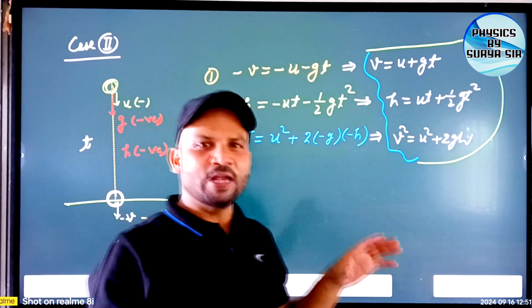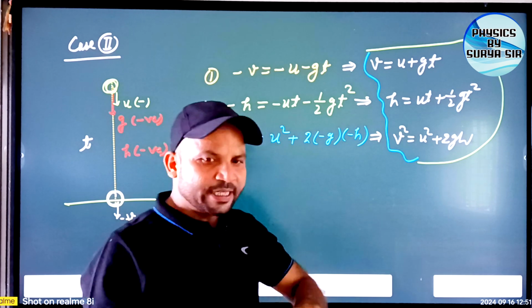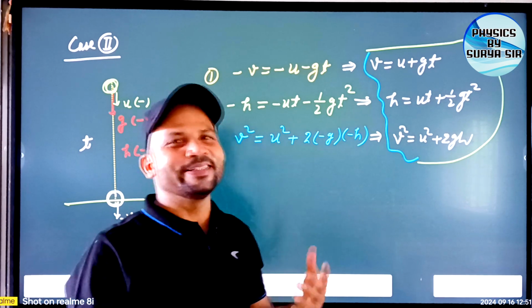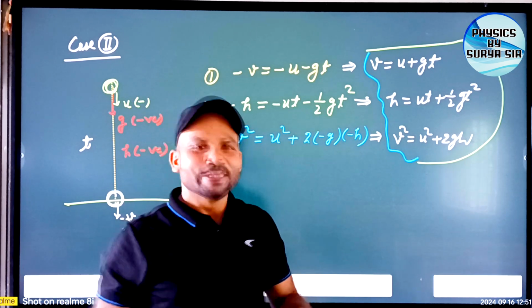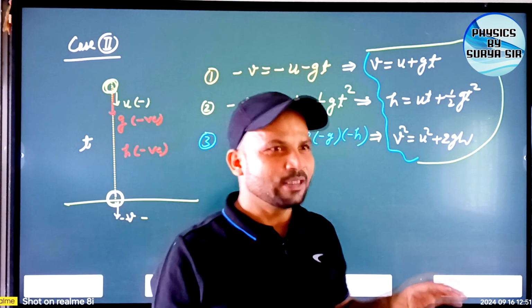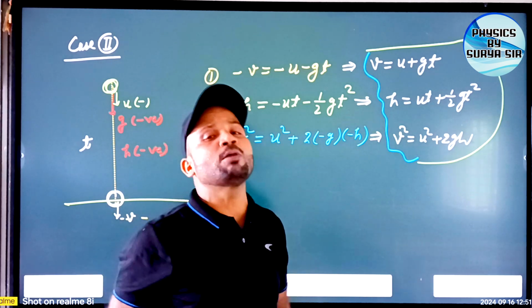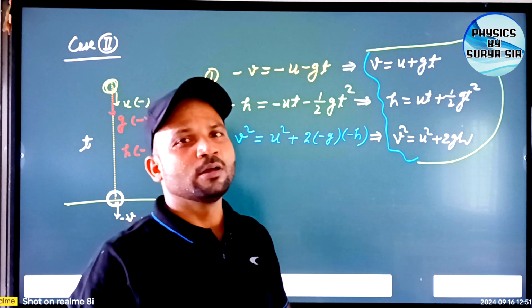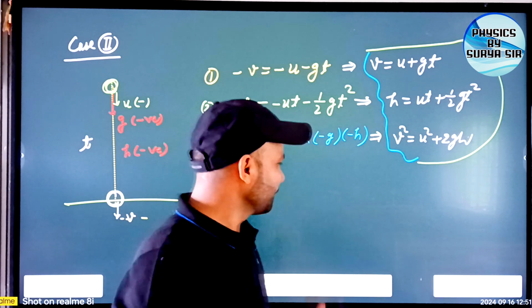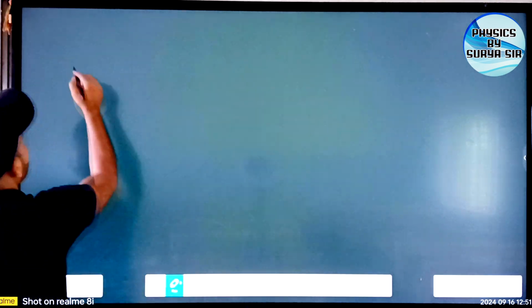Okay, so I hope you have understood the equations of motion. When it is moving in the upward direction, take the value of G as negative. When it is falling downward, take it as positive. Clear? So remember it. When we solve problems, we have to think about which equations will be applicable in which case. Clear?